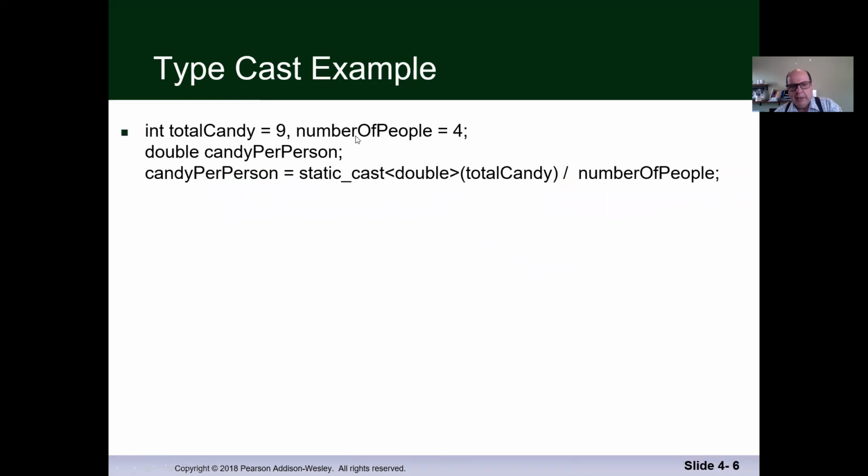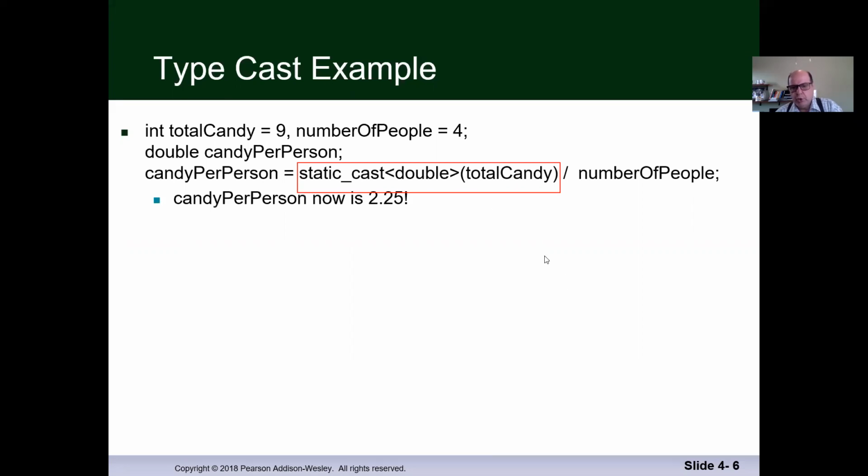So I can do it to the numerator. So I can use the static cast double. I'm going to put my total candy here. This becomes double. And then when I have a mixture of a double and integer, then this whole thing becomes double, and the result is going to come up as a double.